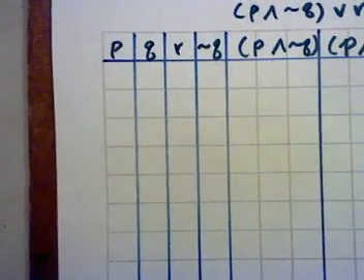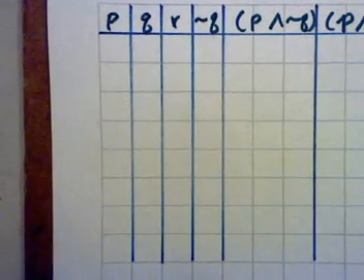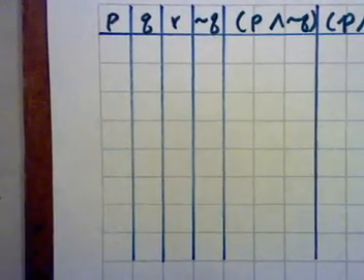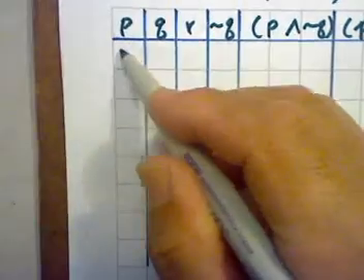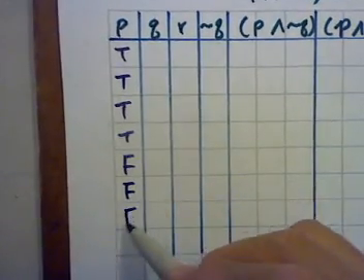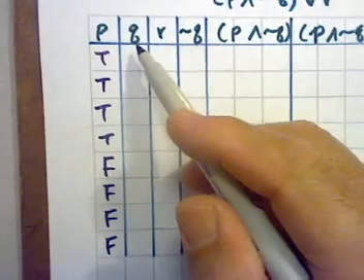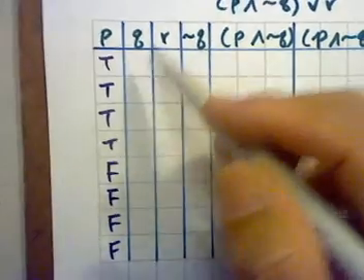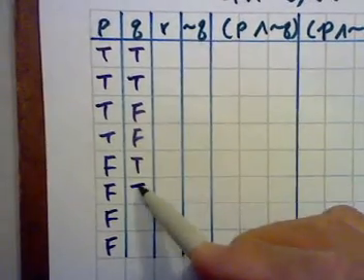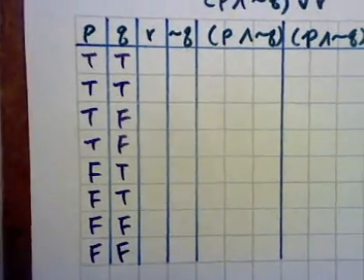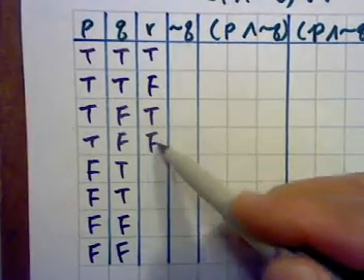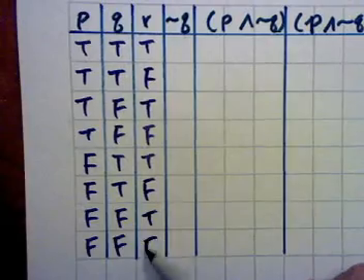Remember before, for 4 cases we started out with 2 T's, 2 F's. Here we have 8, so we're going to divide 8 into 2 halves, which of course is going to be 4 and 4. So P is going to get 4 T's and 4 F's. Q now is going to divide each of these by half again and go T, T, F, F, and one more T, T, F, F. And you probably guessed it, R is going to just alternate T, F, T, F, T, F, T, F.